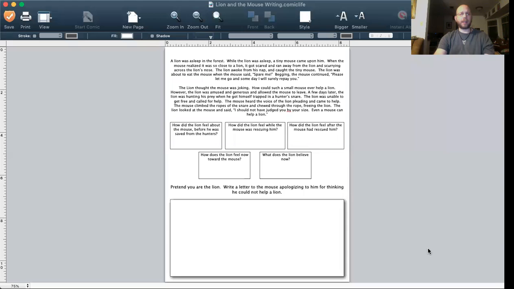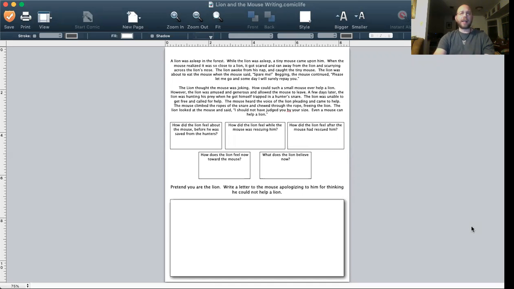So today's fable that we're going to read is called The Lion and the Mouse. The first thing I'm going to do is read the fable to you, and then we're going to break down the text structure. And then we're going to show you how you can use that text structure to respond to the literature. So again, this fable is called The Lion and the Mouse.